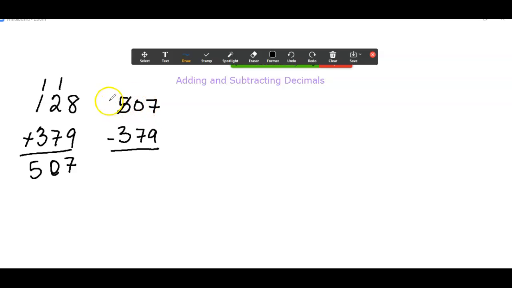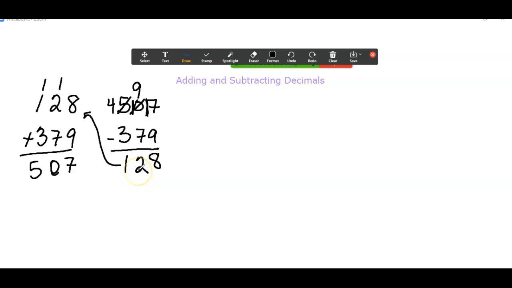So I'm going to borrow a group of 100. Well, 100 is equal to 10 tens. I'm going to borrow a group of tens to place over here. And now I have 17 minus 9. 17 minus 9 is 8. 9 minus 7 is 2. And 4 minus 3 is 1. So we did do that correctly.